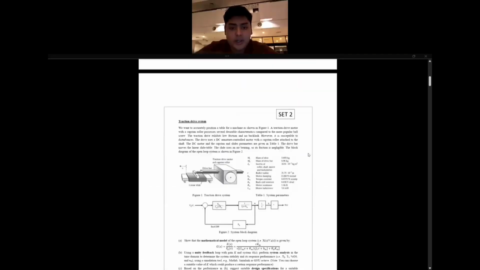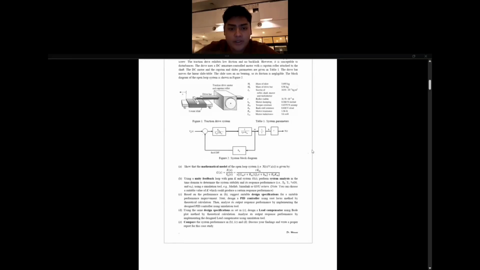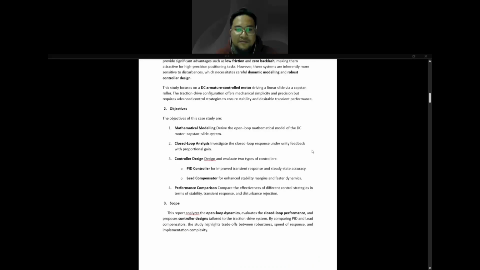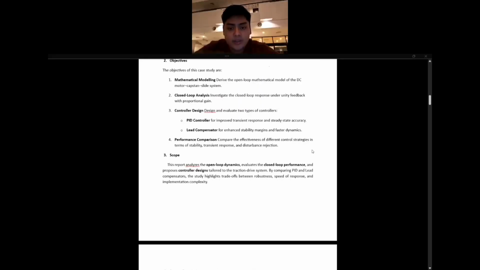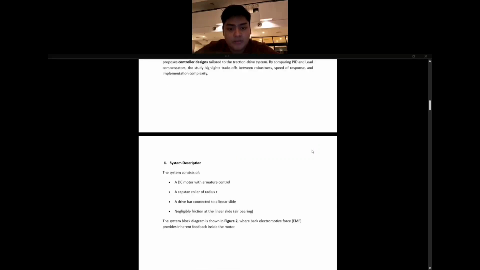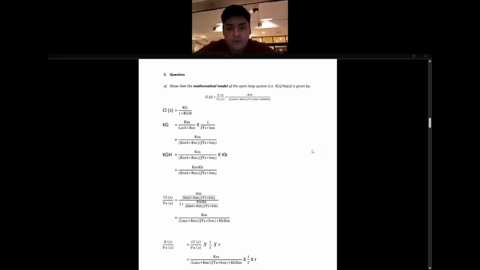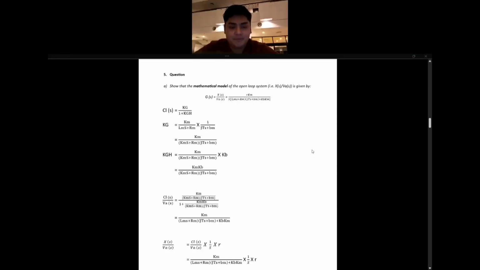Our objective is to accurately position a machine table. The system uses a traction drive motor with a capstan roller, which offers low friction and no backlash compared to a traditional ball screw. However, because it is susceptible to disturbance, we need to design a robust control system. We'll walk you through the modeling, analysis, and controller design phases of this project. I will pass over to Samsuri.